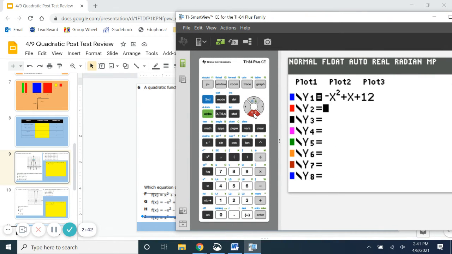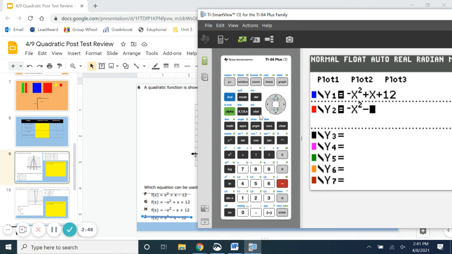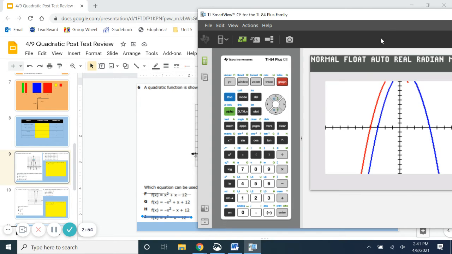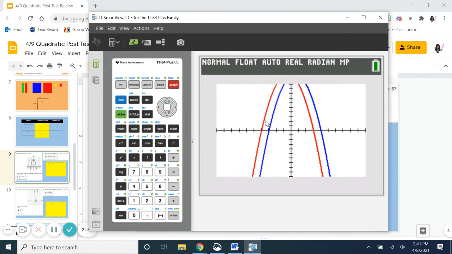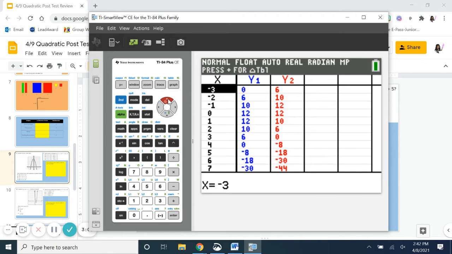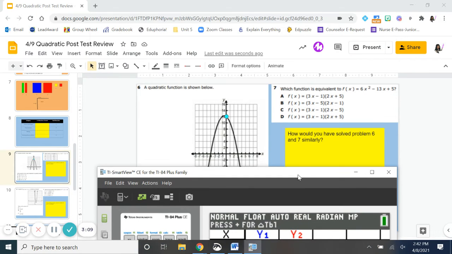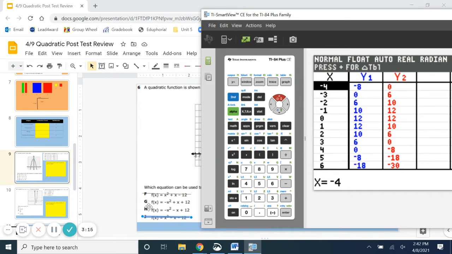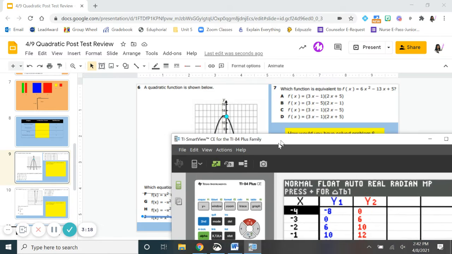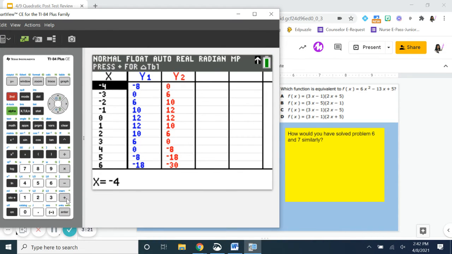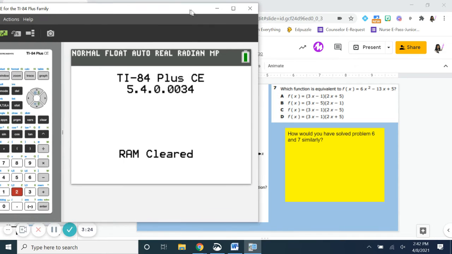Let me check with the second equation. Let's see, negative x squared minus x plus 12. This is going to be my red graph. So when I go to my graph, oh, that one shifted just a little bit. So I want to know what this point is. That's negative, let's see. If I look, yep, negative 4 and positive 3. And that's exactly the one that matches my graph here, negative 4 and positive 3. So my correct answer in this case is going to be H. Okay. And then I'm going to clear out my calculator, ready for problem number 7.